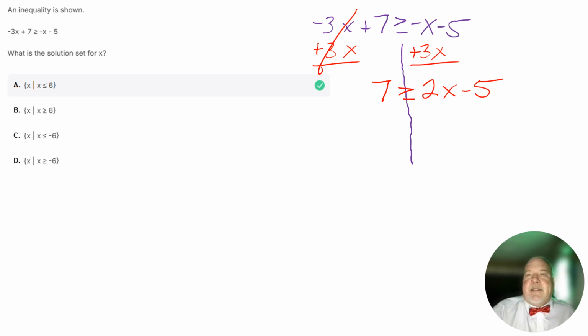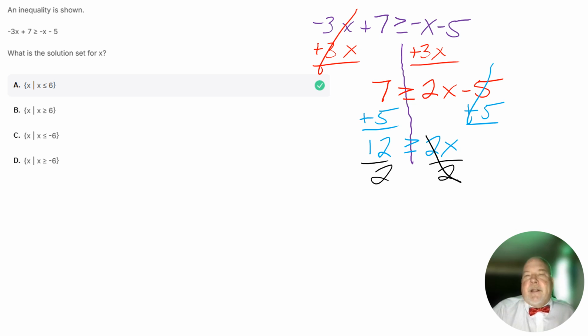I have 2 times x minus 5. So I'm doing opposite operations again. You always do the adding or subtracting first. So I have minus 5. I'm going to do plus 5 on both sides. Plus 5. That goes away. Now I have 12 is greater than or equal to 2x. I see multiplication, so I'm going to do division to get rid of that 2. So I divide both sides by 2. 2 over 2 is 1. That goes away. So I have 6 is greater than or equal to x.